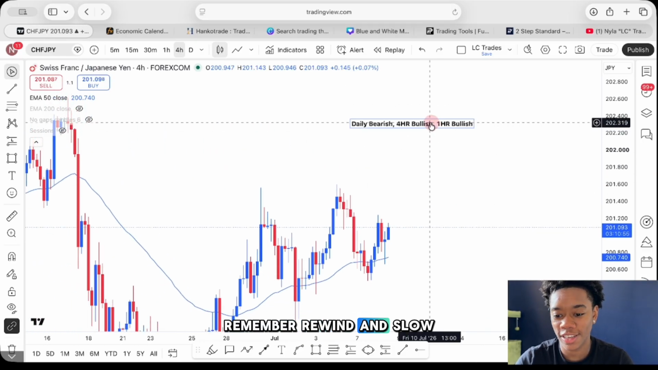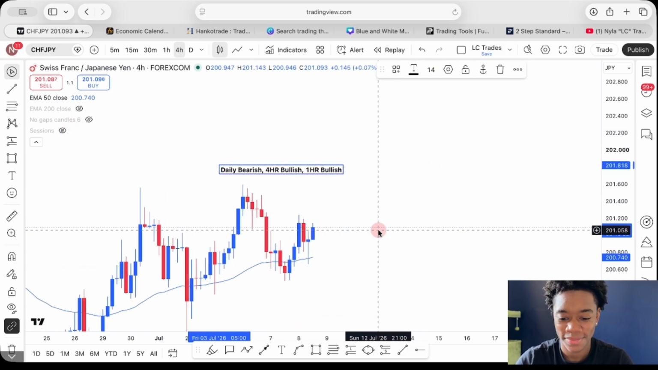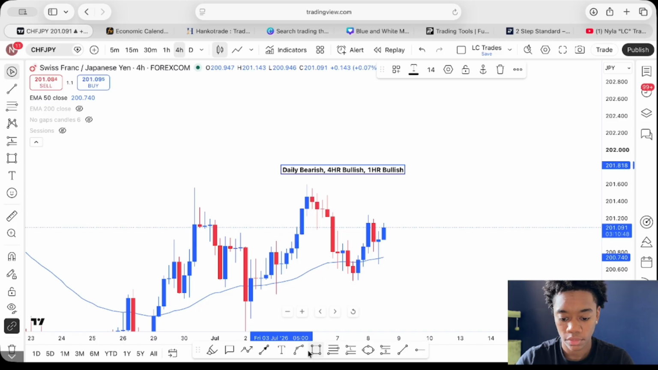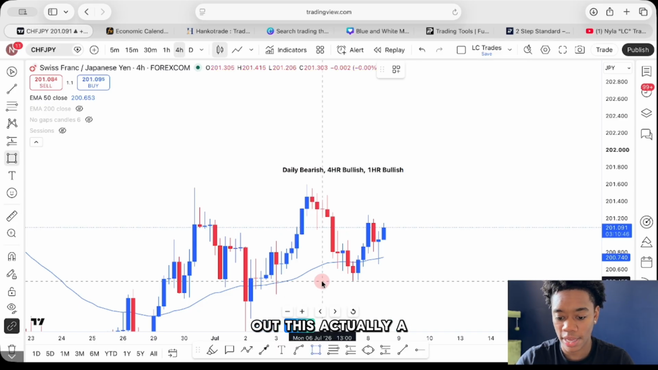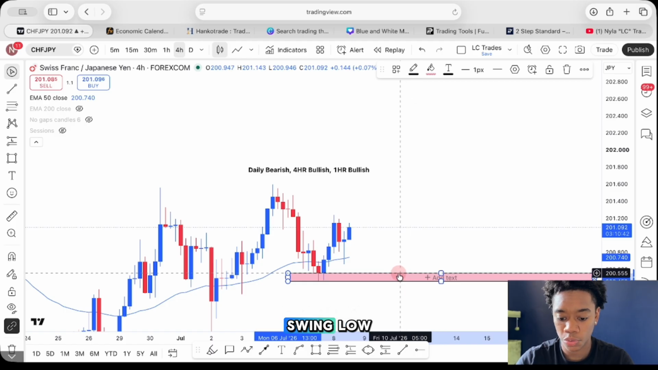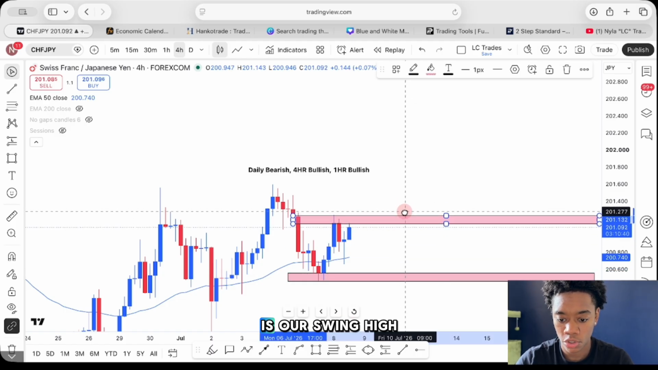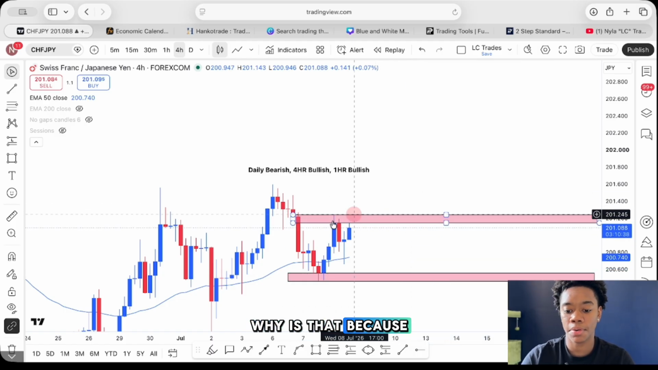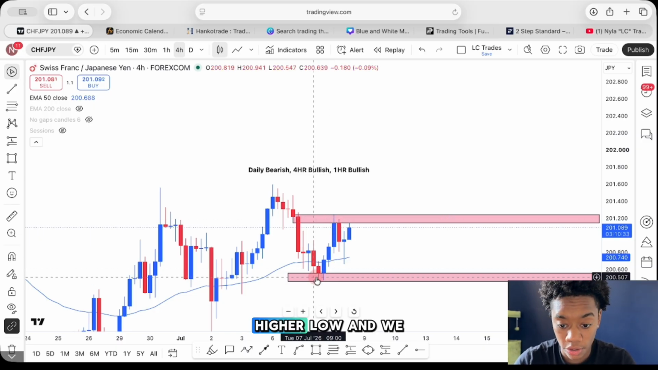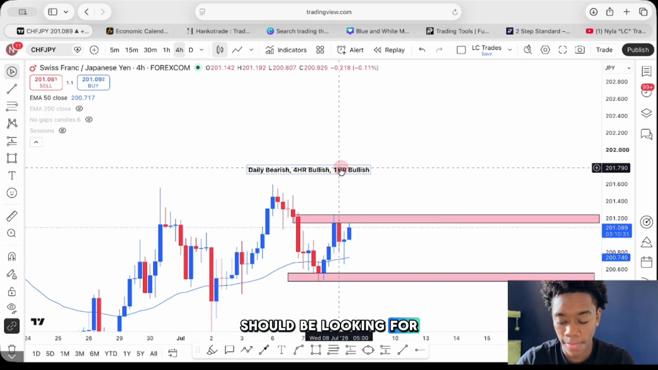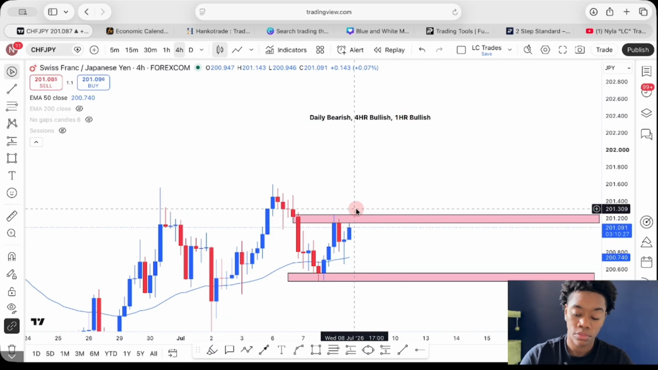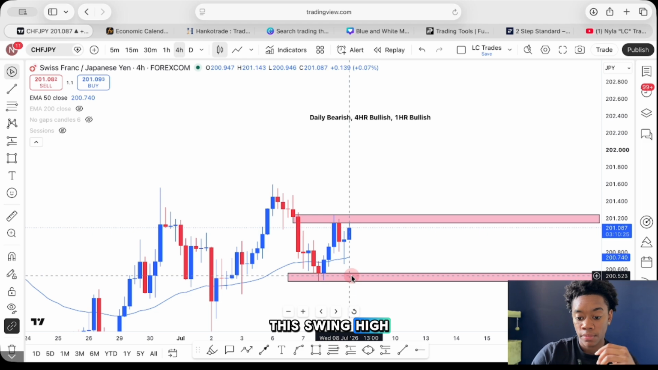So remember, rewind and slow it down so you can hear what I'm talking about if you need to. Okay, so gonna draw our box out. There's actually a perfect box that it's gonna be. It's literally how my box will look. It's our swing low. It's our swing high. Why is that? Because this is our now in time higher high, higher low. And we should be looking for buys anyway, because it looks like we're about to break above this swing high.